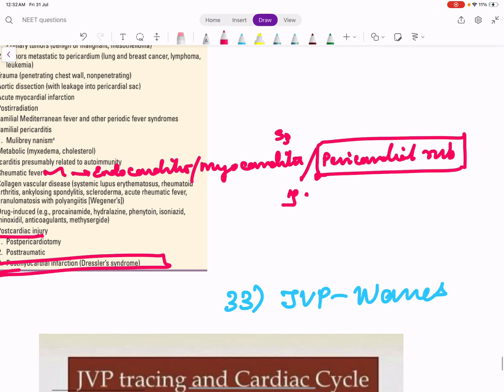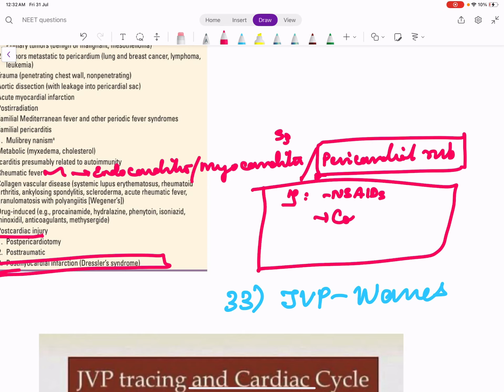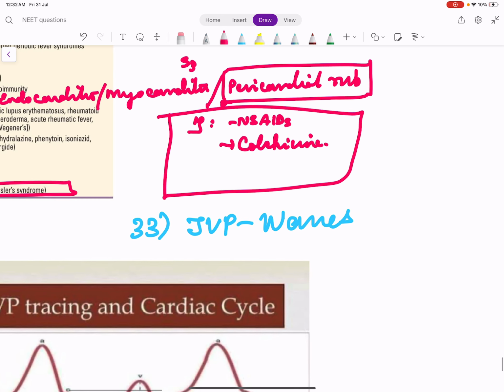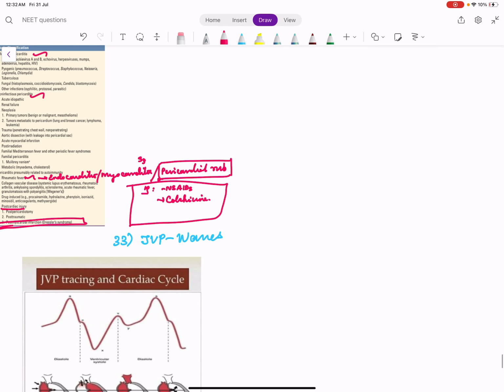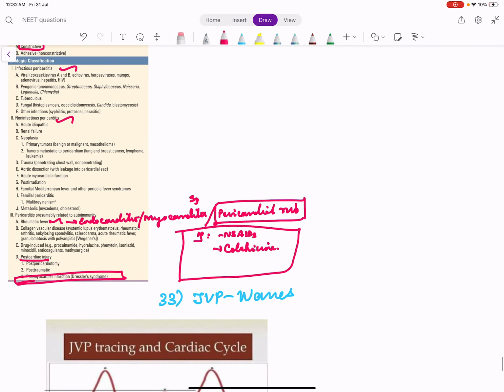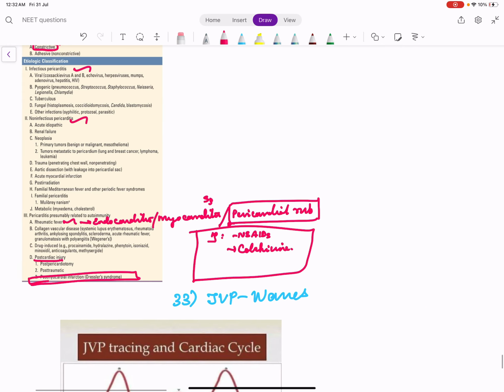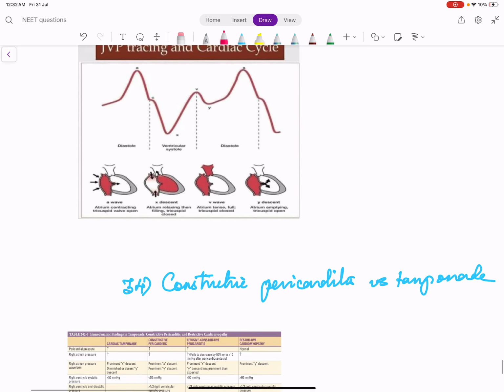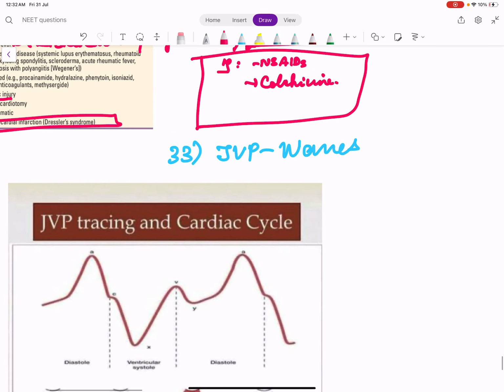So what are the drugs which are given? We can give NSAIDs, we can give colchicine, uremic pericarditis also. So this finishes the entire ECG based cardiology discussion. So we discussed about arrhythmias, we discussed about valvular heart diseases with P wave, we discussed about ST elevation and depressions. Now the last two small concepts, the JVP.